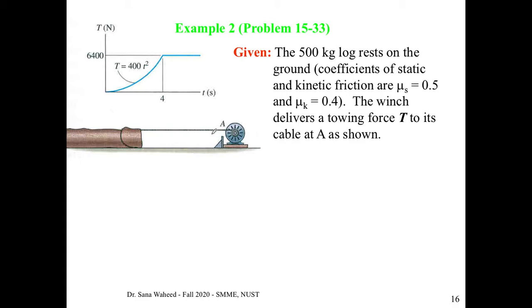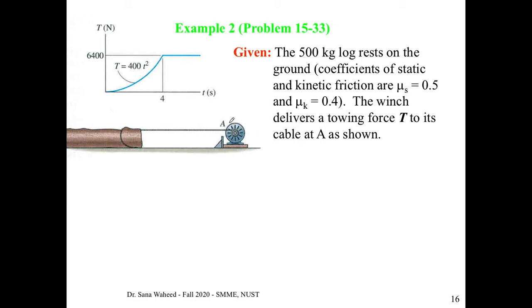So let's see what our actual physical problem is, and then let's see what exact physical quantities we're given. The log is 500 kg. It rests on the ground with the given coefficients of static and kinetic friction, and the winch delivers a towing force T to its cable at A as shown.